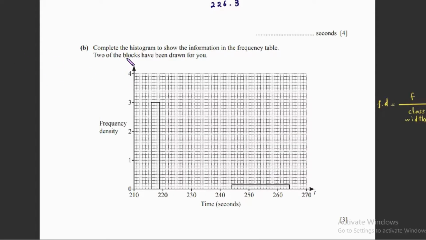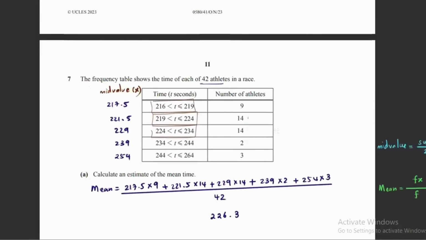In question B that is given, we need to complete the frequency histogram, the histogram that is given to us. In the histogram, always in the y-axis, we will have the frequency density. To calculate the frequency density, the frequency has to be divided by the class width. The frequency is given to us. We need to divide each of these frequencies by the class width.